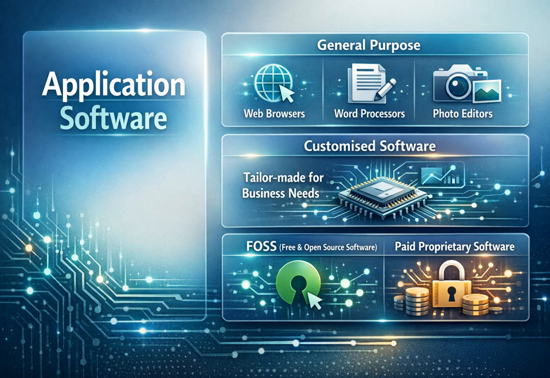General-purpose apps include web browsers and word processors. Customized software is tailor-made for specific companies. Additionally, you can find FOSS, free and open-source software, available to the public for free, unlike paid proprietary software.